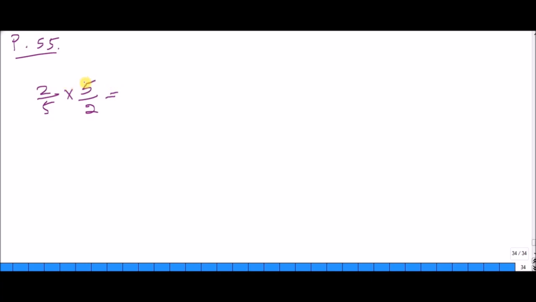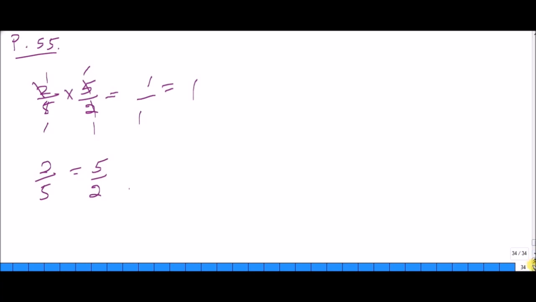So here we have 5 into 5, 1 time, 2 into 2, 1 time. 1 times 1 is 1, over 1 times 1 is 1. Answer, 1. So using that rule, the product will result in 1. It means for 2/5, the reciprocal is equal to 5/2.